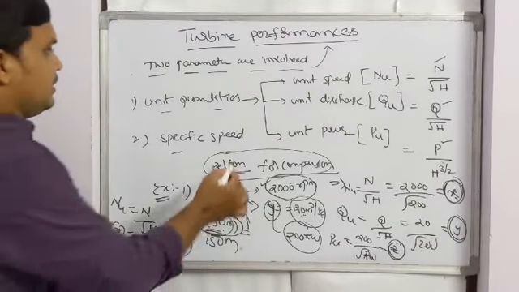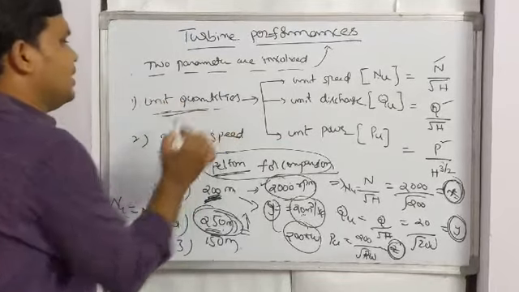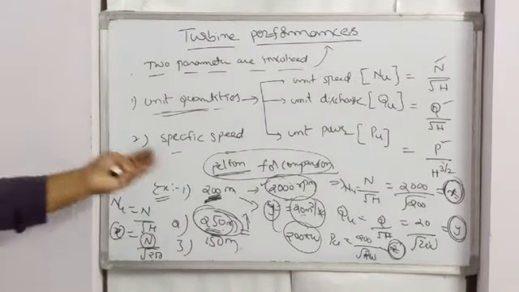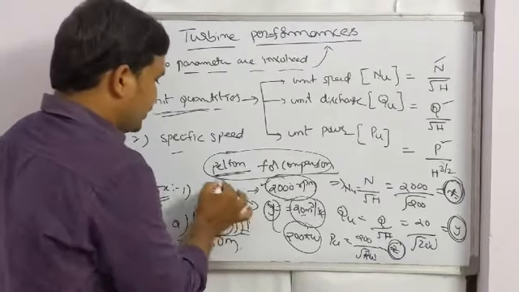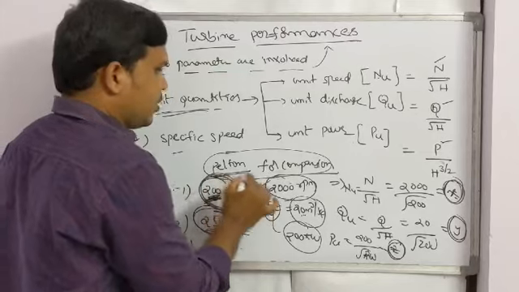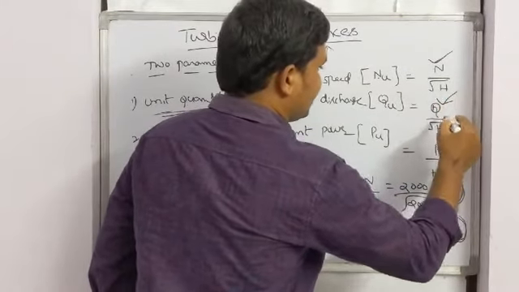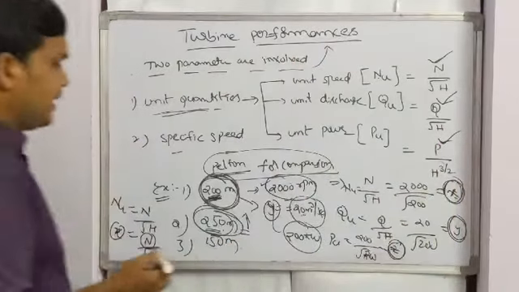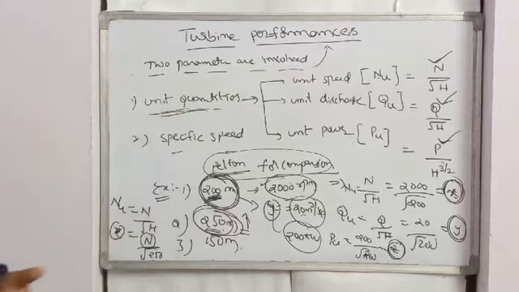as well as when varying the heads. So these unit quantities are used when you are varying the different unit heads. So when the heads are varying, how much speed we are getting, how much discharge we are getting, how much power we are getting, we can calculate easily by using these unit quantities.